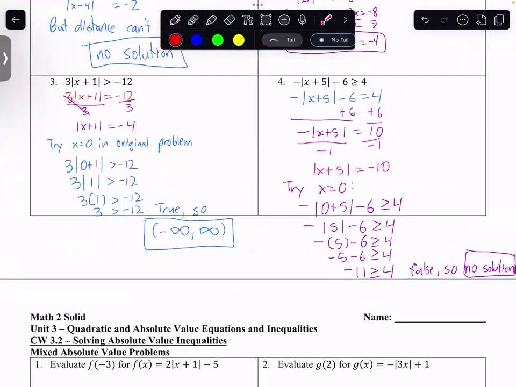Okay, so remember, you don't need to do this for every single problem, only if the absolute value by itself equals a negative. If it equals a positive, if it equals 0, then great. You just draw the sketch like normal. Only in this rare situation that it equals a negative.